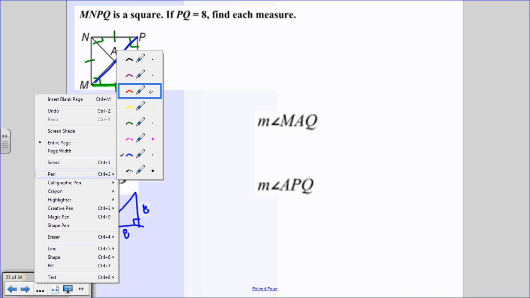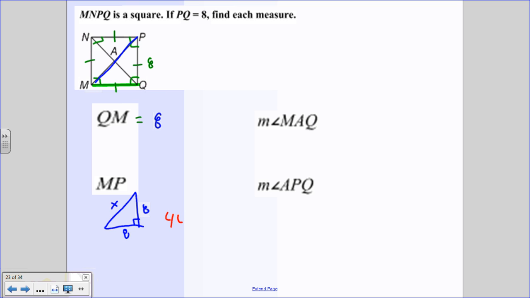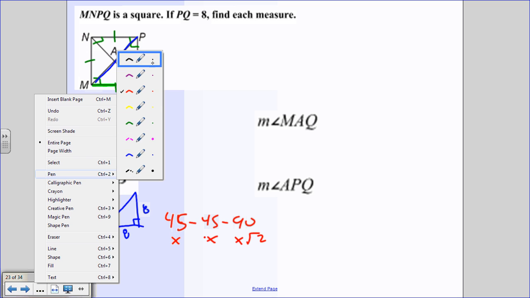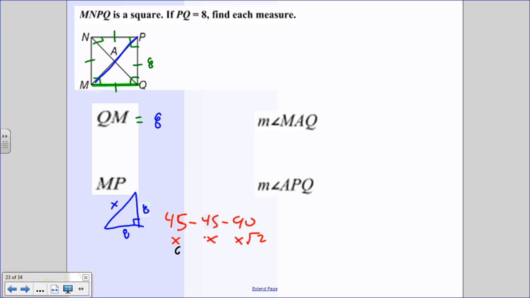Since it is a 45, 45, 90, you know that across from 45 is x, and across from 90 is x root 2. So x in this case, the sides that are the same, in other words, are both 8s. So that means across from 90 is 8 root 2. So MP is 8 root 2, which is the exact answer.